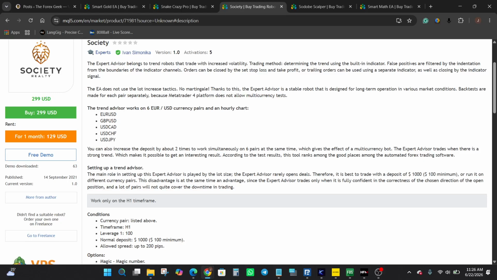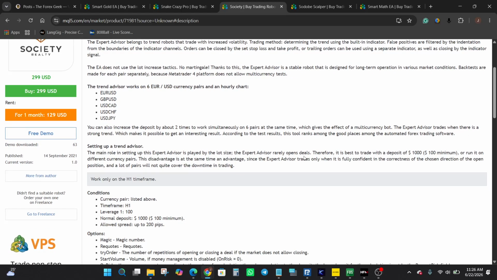As I continue down the page, the developer notes that backtests were performed separately for each currency pair because MetaTrader 4 does not support multi-currency testing in the way the strategy is intended to be used.